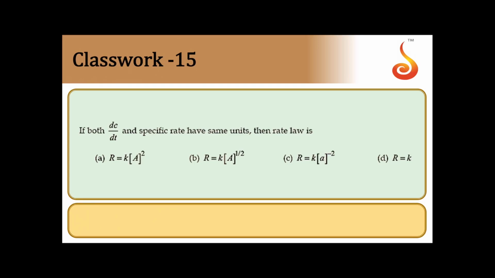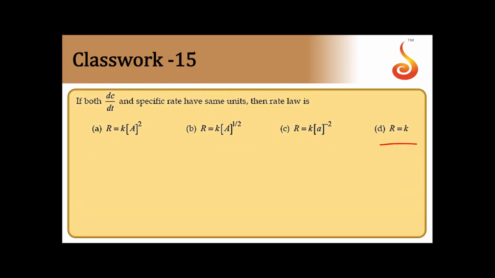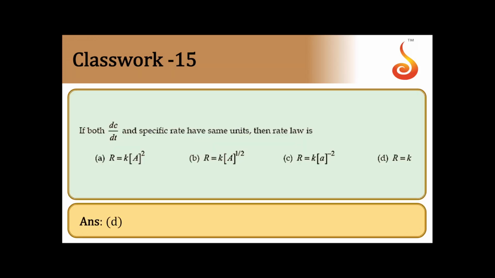Next one, 15th one. Both the rate and the rate constant have the same units. This is the property of zero order kinetics, that is, R must be equal to K. Zero order kinetics means R is K.